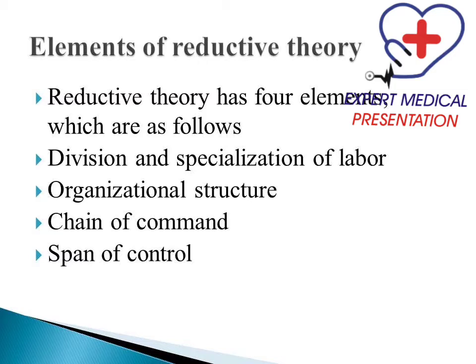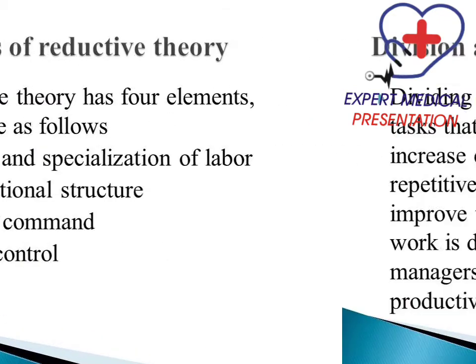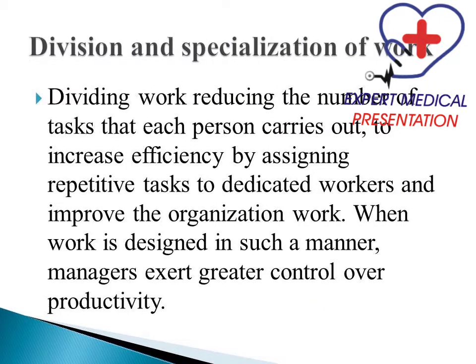Elements of reductive theory. Reductive theory has 4 elements, which are as follows: division and specialization of labor, organizational structure, chain of command, span of control. Division and specialization of work. Dividing work, reducing the number of tasks that each person carries out, to increase efficiency by assigning repetitive tasks to dedicated workers and improve the organization's work. When work is designed in such a manner, managers exert greater control over productivity.